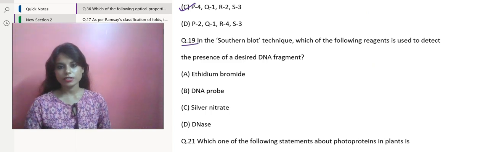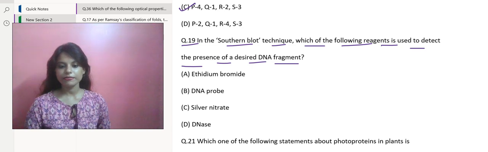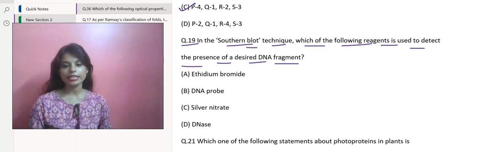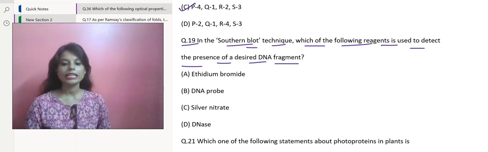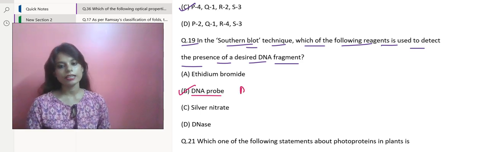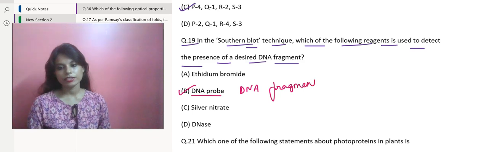Let's talk about the next question, that is in the Southern blot technique. Which of the following reagents is used to detect the presence of a desired DNA fragment? Now, in the Southern blot technique, we get to see a DNA probe, which is used to detect the presence of a desired DNA fragment. Okay, that is why we are choosing DNA probe as our correct option.